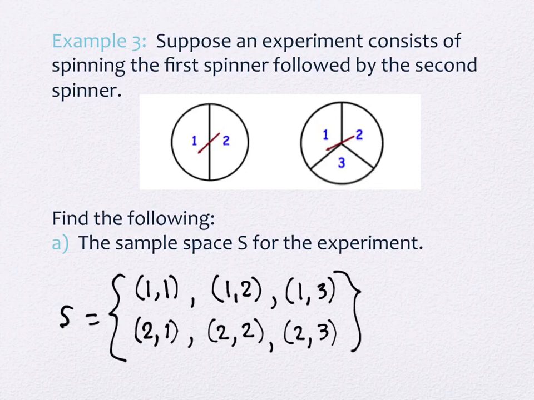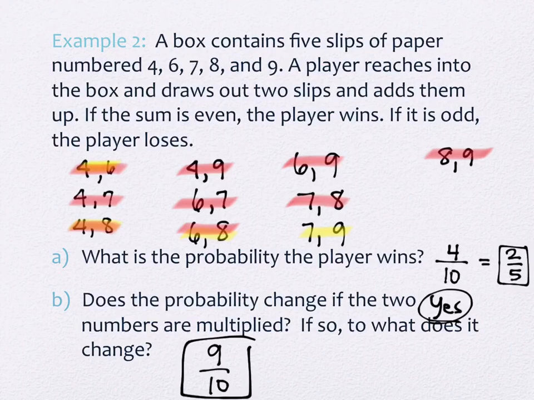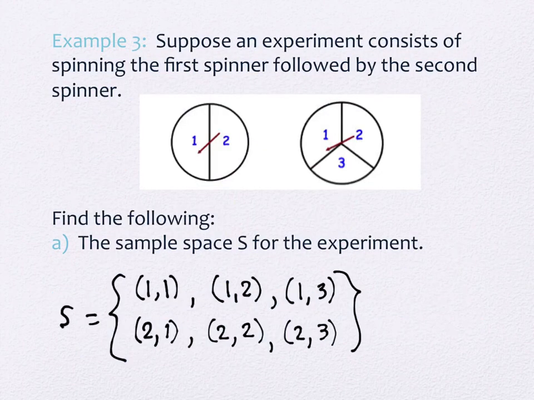And because the spinners are dividing the shapes into equal regions, right? The first one's in half, the second one's in thirds. These are all equally likely outcomes, okay? It's kind of like over here. They're all in the basket one time. I don't have 2 4s in there, so they're equally likely to occur, okay? So these are equally likely outcomes as well.